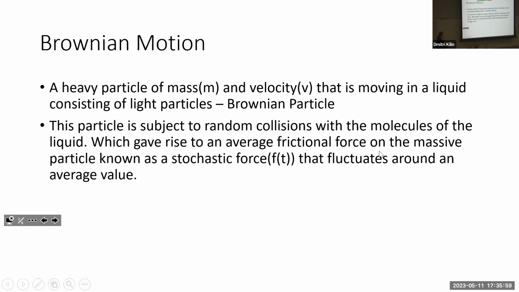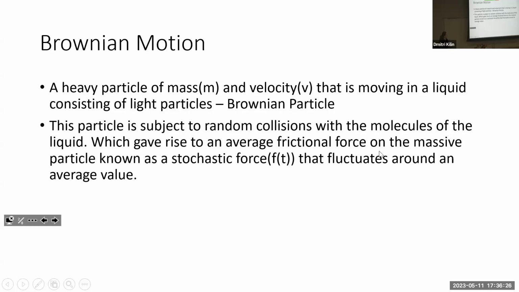So it's pretty much a heavy particle of mass and velocity that is moving in a liquid consisting of light particles. This is known as the Brownian particle. And then this particle is subject to random collisions with the molecules of the liquid itself. And this gives rise to an average frictional force on the massive particle known as the, what was the word again?